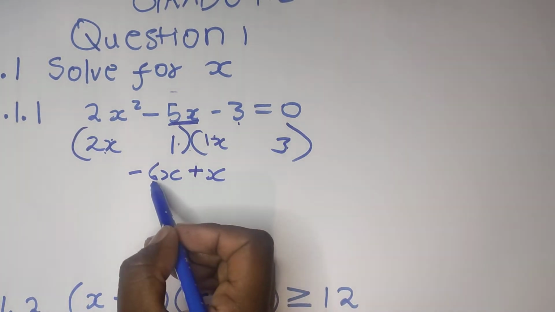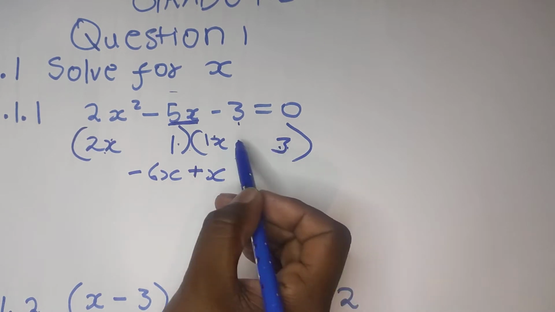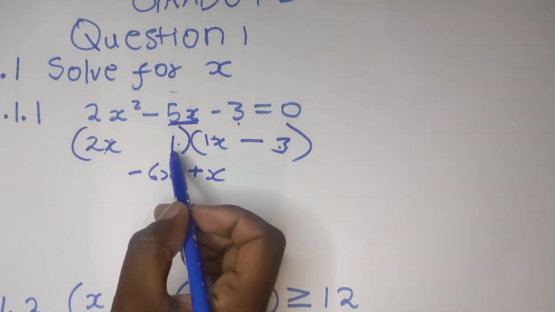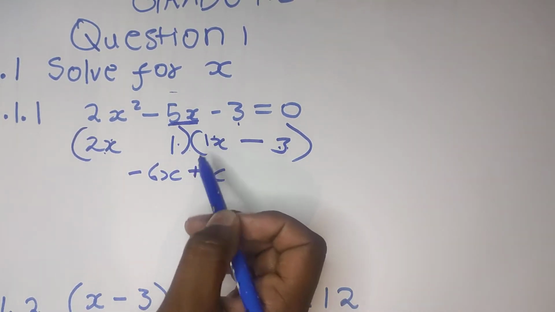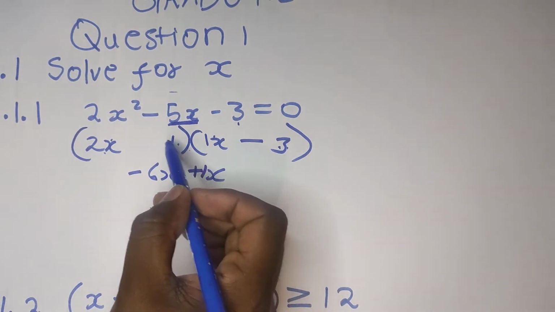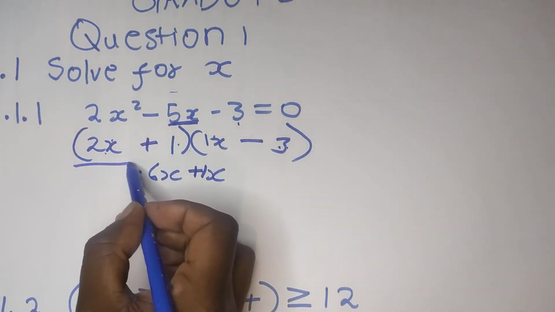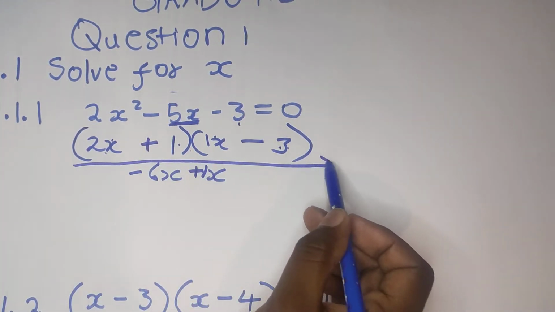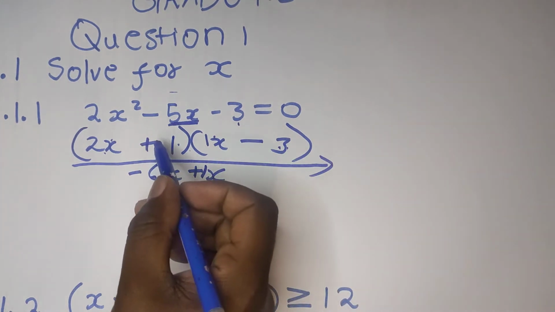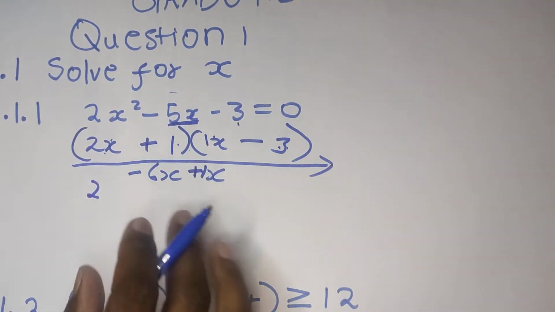So in order to get minus 6, we have 2x times 3. So 3 must be negative, and we have 1 times 1 to get a positive 1. So this one must be positive. So these are your factors. But we're not looking for factors, we're looking for the value of x. So we need to simplify further.